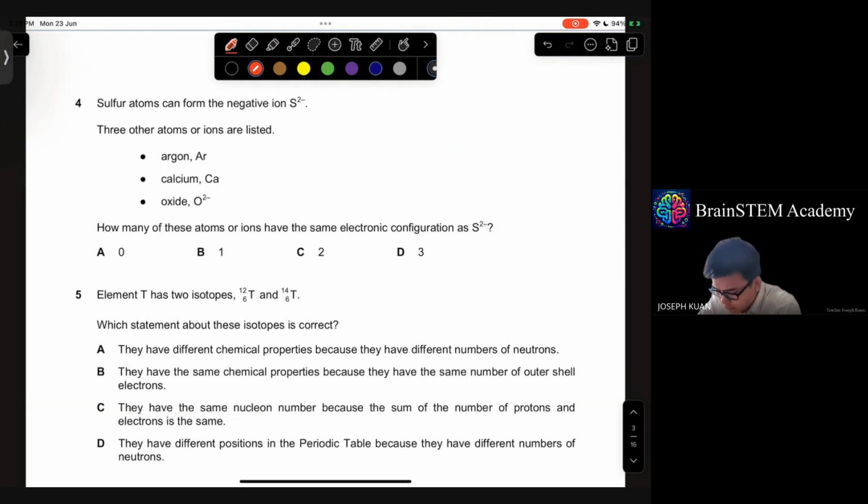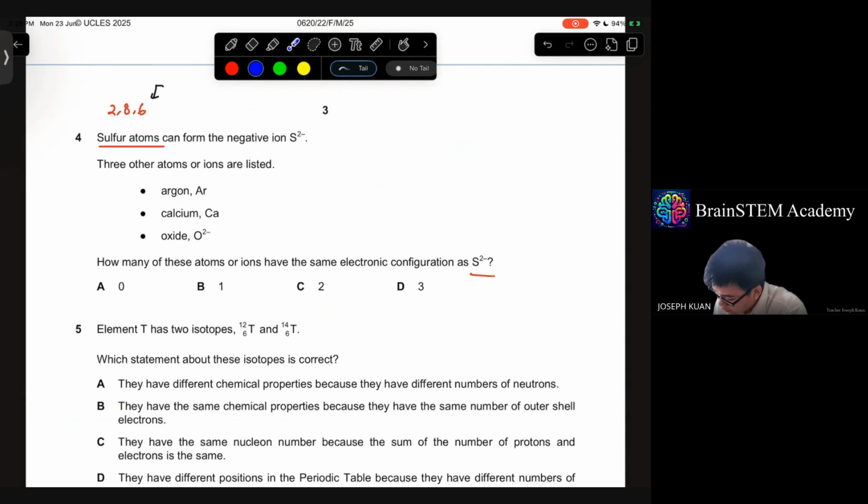Question 4. Sulfur atoms can form the negative ions, S2 minus. 3 other atoms or ions are listed. How many of these atoms or ions have the same electronic configuration as sulfide ion? So sulfide ion is made from sulfur atoms. Sulfur atoms had the electron arrangement of 2,8,6, which you can get the data from the periodic table. And to form a negative ion, sulfur gains 2 electrons to form sulfide ions. So the electron arrangement is now from 2,8,6 and becomes 2,8,8.